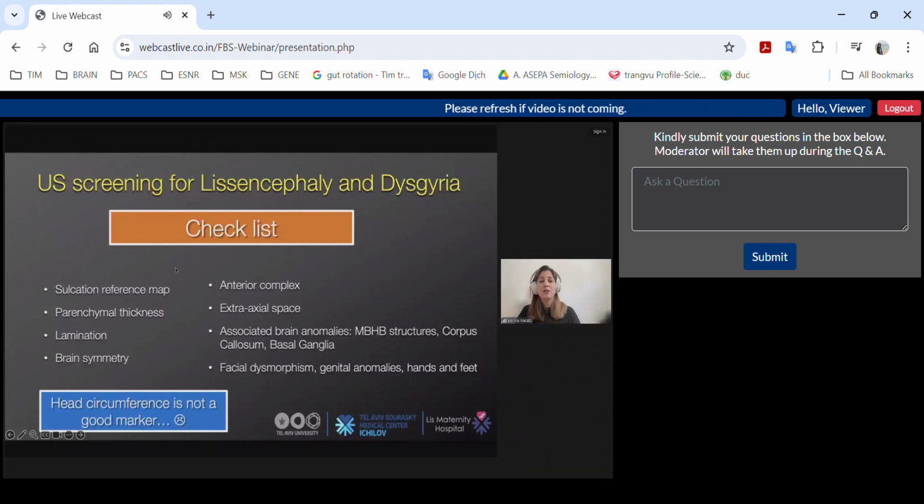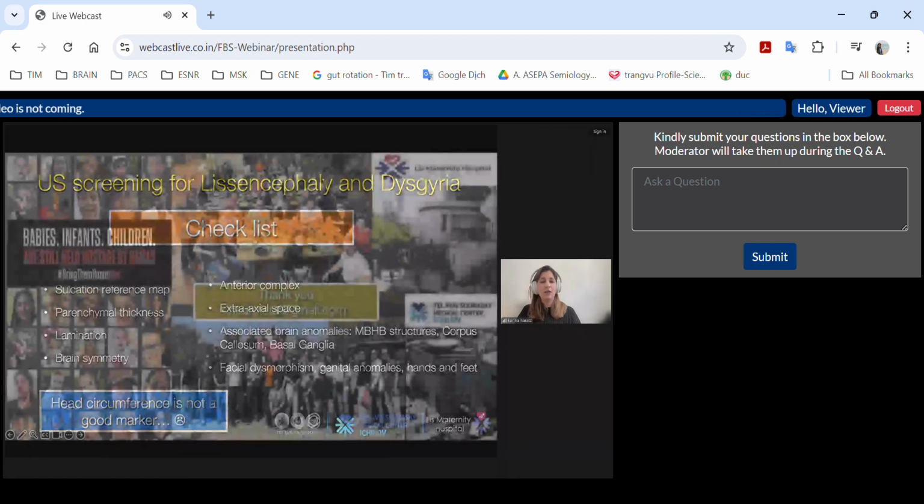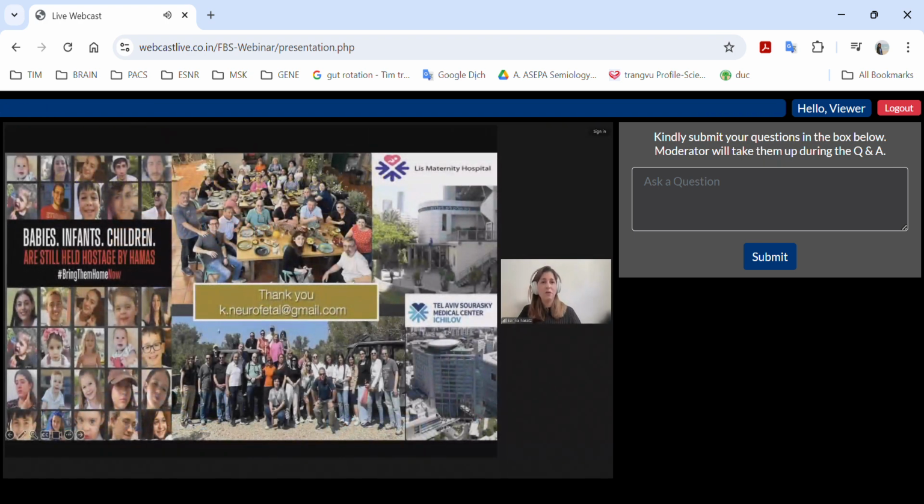Check for the presence of associated brain anomalies, and the extra findings will then help us sometimes to refine the phenotype and then to do a phenotype-genotype correlation. So facial dysmorphism, Miller-Dieker and Norman-Roberts, genital abnormalities in ARX, hands and feet in other cases of dysgyria, L1CAM from tubulinopathy. And remember that the head circumference will not be a very good marker. Thank you very much, and I'll be here to answer the questions. Thank you.